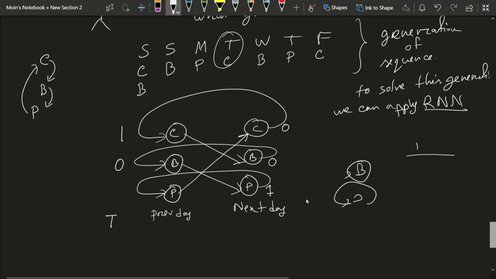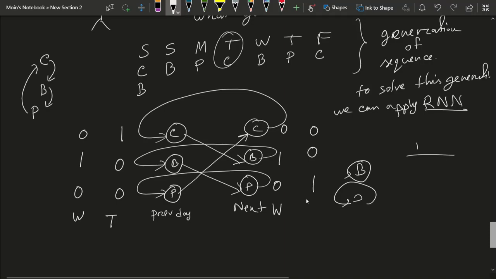So chicken will be 1, 0, 0, and the movement will be 0, 1 will be passed from here, 0 will be passed from here, and this is being generated for Wednesday. This is Wednesday. And this result will get feedback, 0, 1, 0. This is a Wednesday, and this will generate the Thursday's output. The Thursday's output is 0, 0, 1.